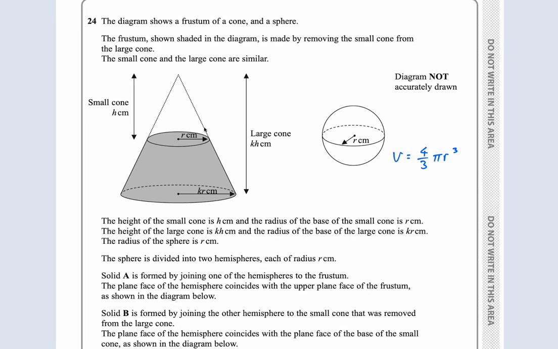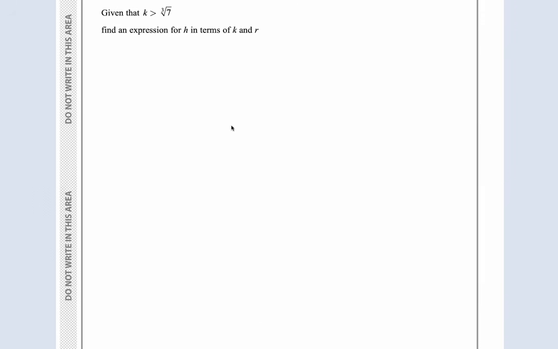Now I need to get the volume of the small cone and the frustum. So first, let's get the volume of the big cone. We'll do this down here, guys. The volume of the big cone. Now the volume of any cone is 1/3 pi r squared h.